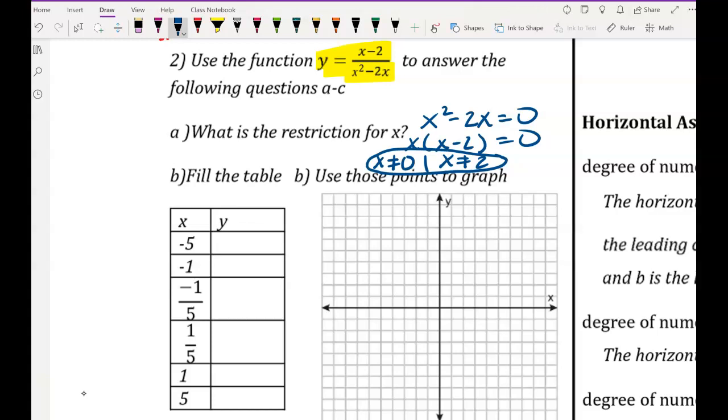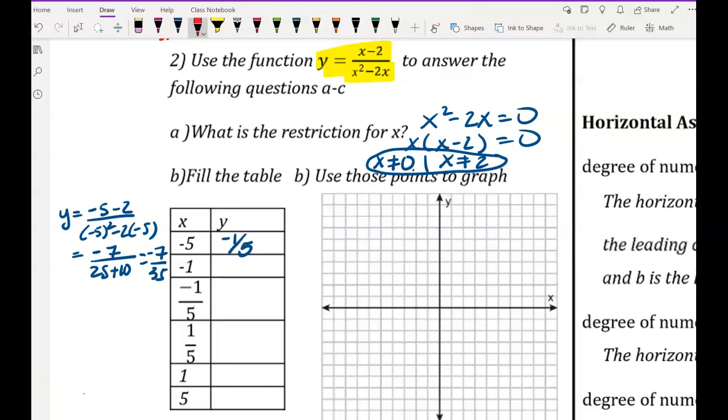Then it says fill the table out, which we will. When x is -5, we will plug it in. -5 minus 2, that's what's on the top. The -5 quantity squared, students, that would be 25, minus 2 times -5. So on the numerator, you can see this -7. On the bottom, that's 25 plus 10. So that's going to be -7 over 35. And yes, you have to reduce that down to -1 over 5, okay?